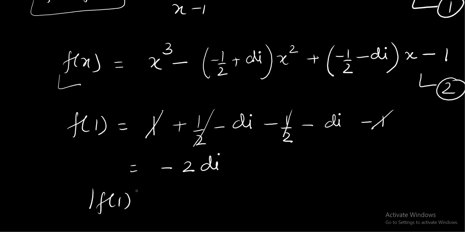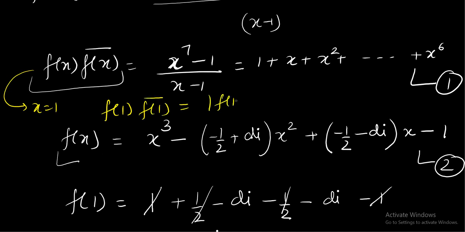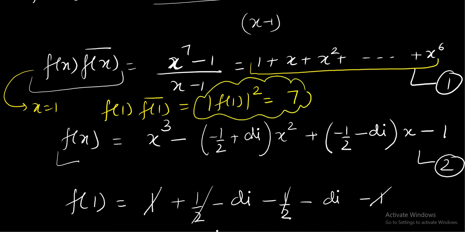This implies modulus of f of 1 will help me in getting the value of d. This we are getting as 2d. Correct? Modulus of f of 1 is coming out to be equal to 2d. But can you get f of 1 through any other approach? Yes, with the help of this equation. If you take x equals to 1 on both sides, it will give me f1 into f1 bar, which actually is the modulus of f of 1 whole square. Keeping x equals to 1 on the other side gives me the sum as 7. So yes, I do have the value of f of 1 from this first equation.